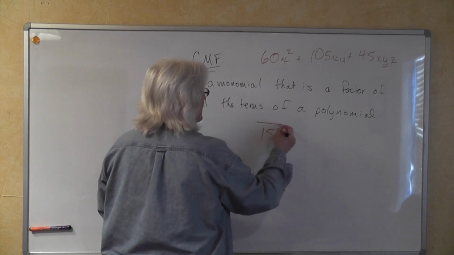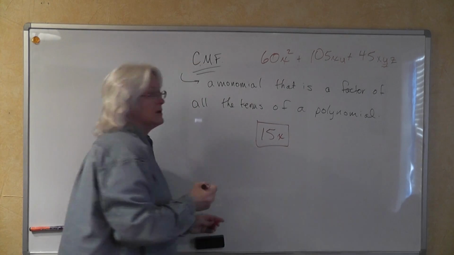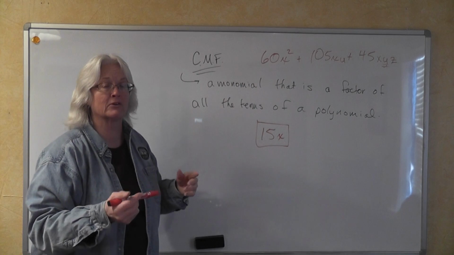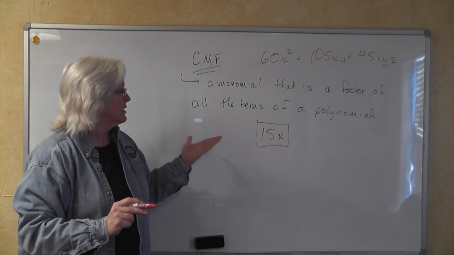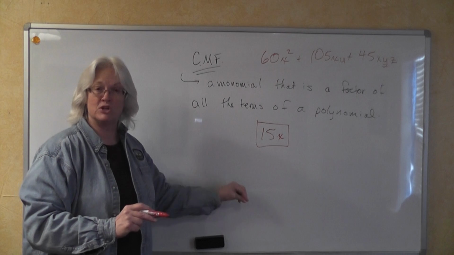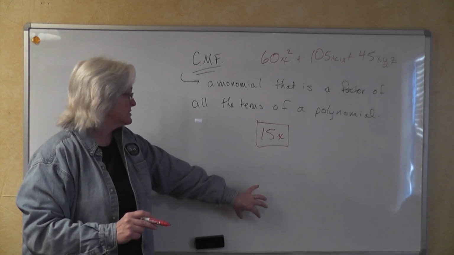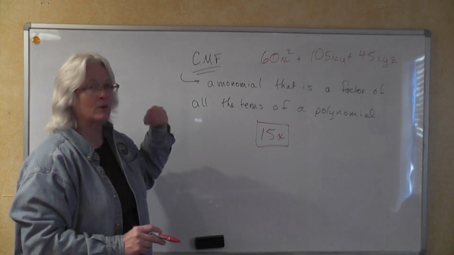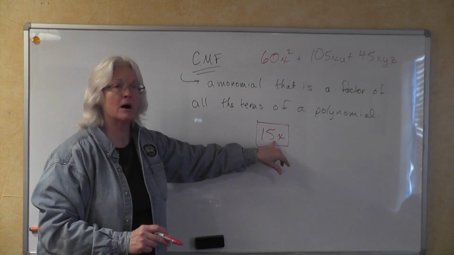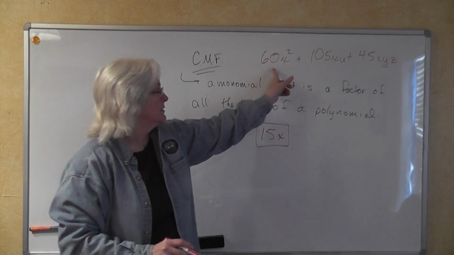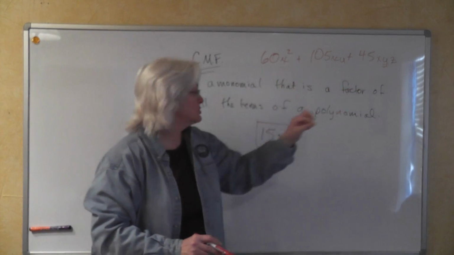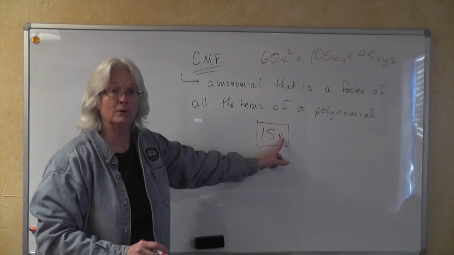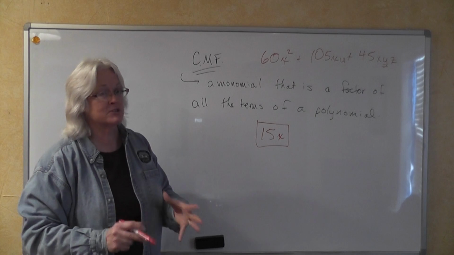This 15x right here is our greatest common monomial factor. It's easy to get your tongue twisted around. The greatest common factor, the GCF, they're typically talking simply with numbers. When they call it a common monomial factor, what they really mean is the greatest common factor of an algebraic expression, because your common monomial factor is going to include variables most of the time.